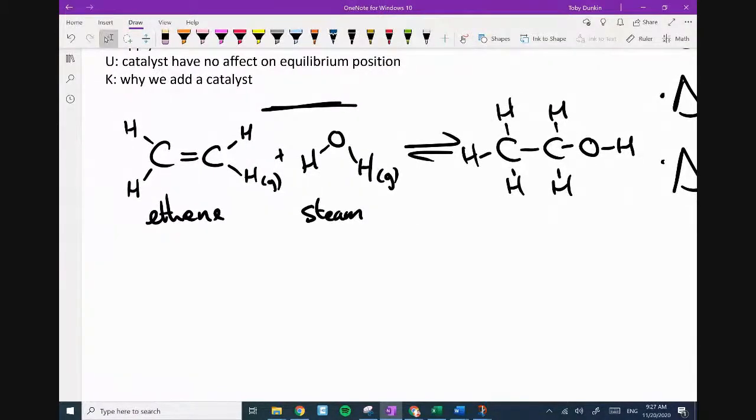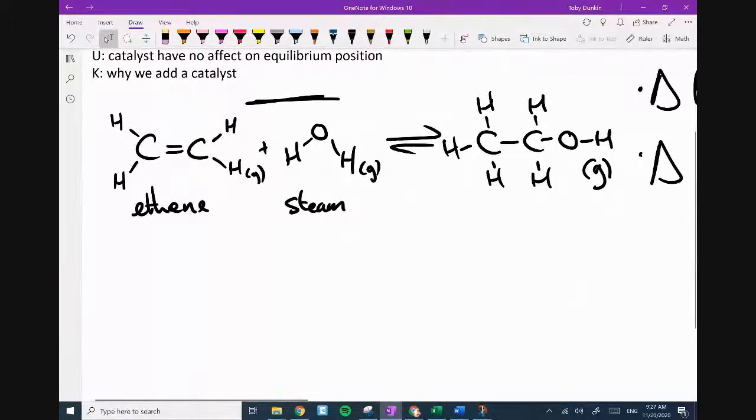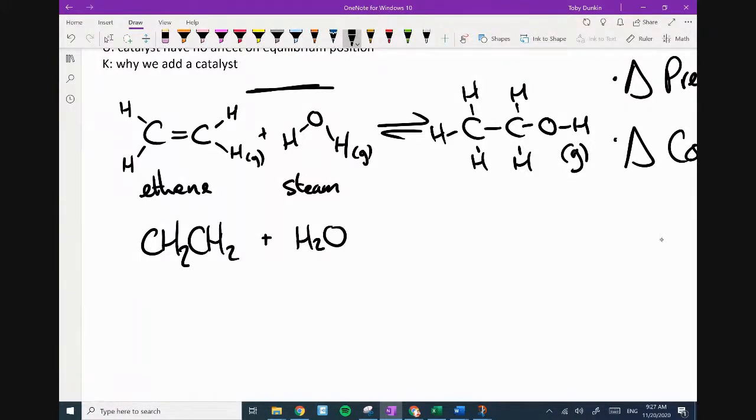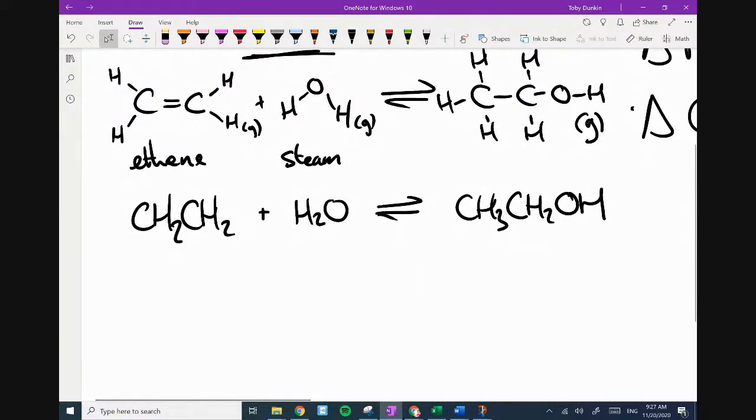So we're taking ethene gas, an alkene. We're reacting it with steam, with water vapor, and we're going to produce ethanol gas. That's the equation. Let's turn it from displayed into structural because it's easier to see. C2H4 plus H2O in equilibrium to CH3CH2OH. Okay, and what you'll notice is the equation is already balanced, 1 to 1 to 1, and these are all gases.